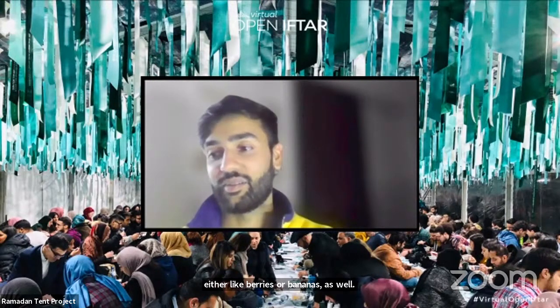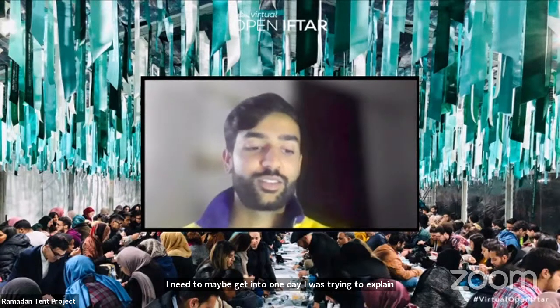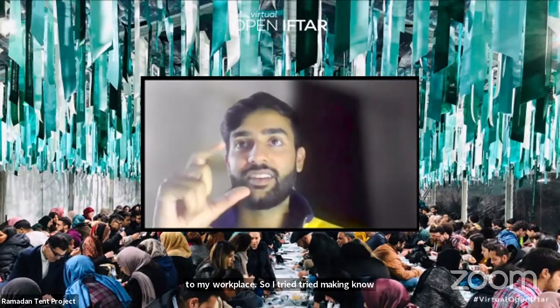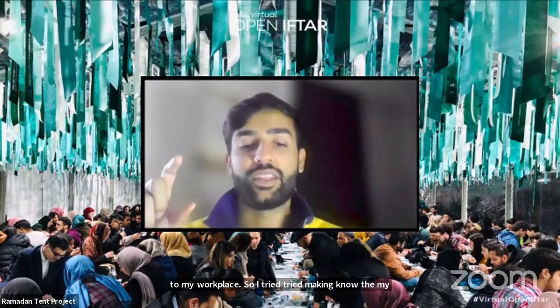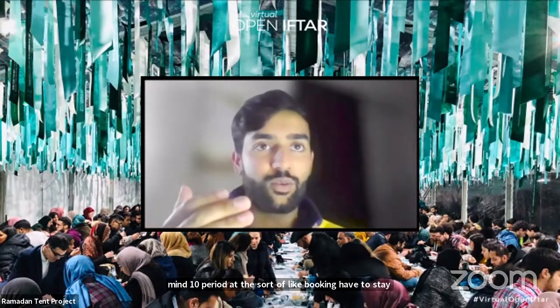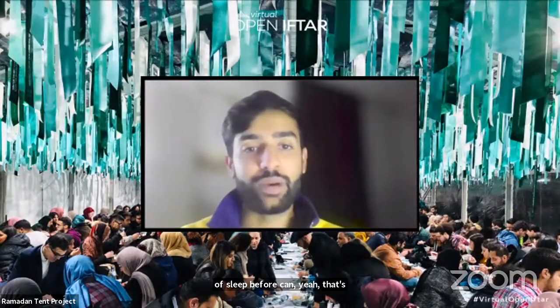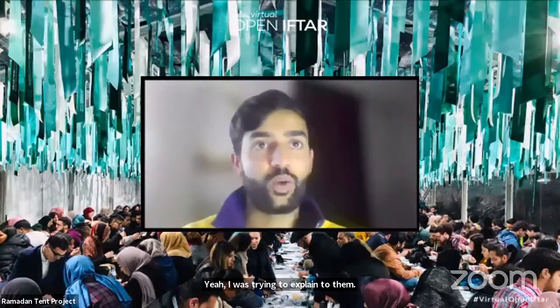I was trying to explain to my workplace. So I tried making the 9 to 10 period, I sort of book it off to say no meetings, just because I want to be able to get an extra hour of sleep if I can. But I was trying to explain to them there are so many benefits of fasting. It's not just about not being able to eat.